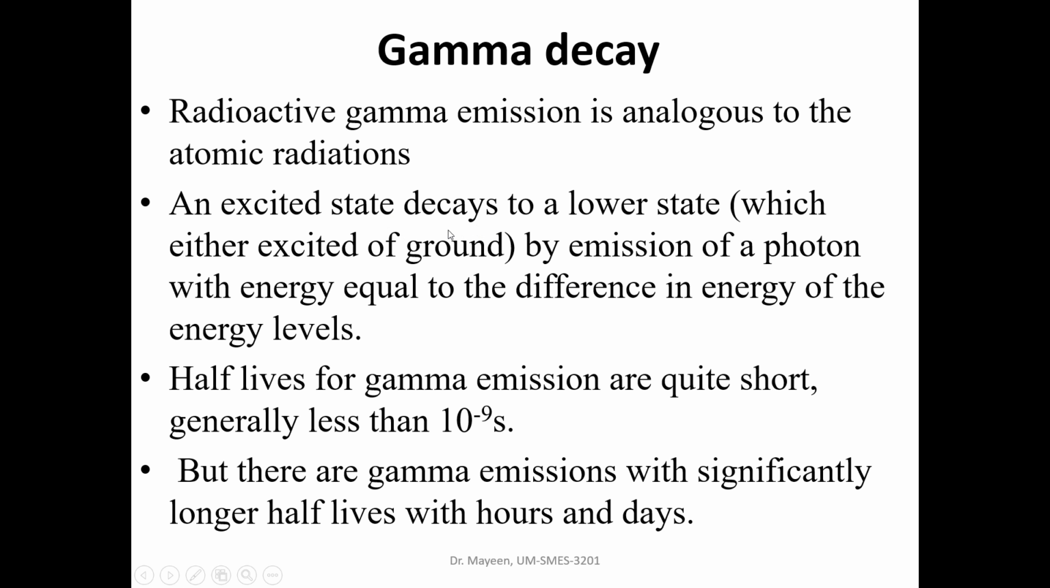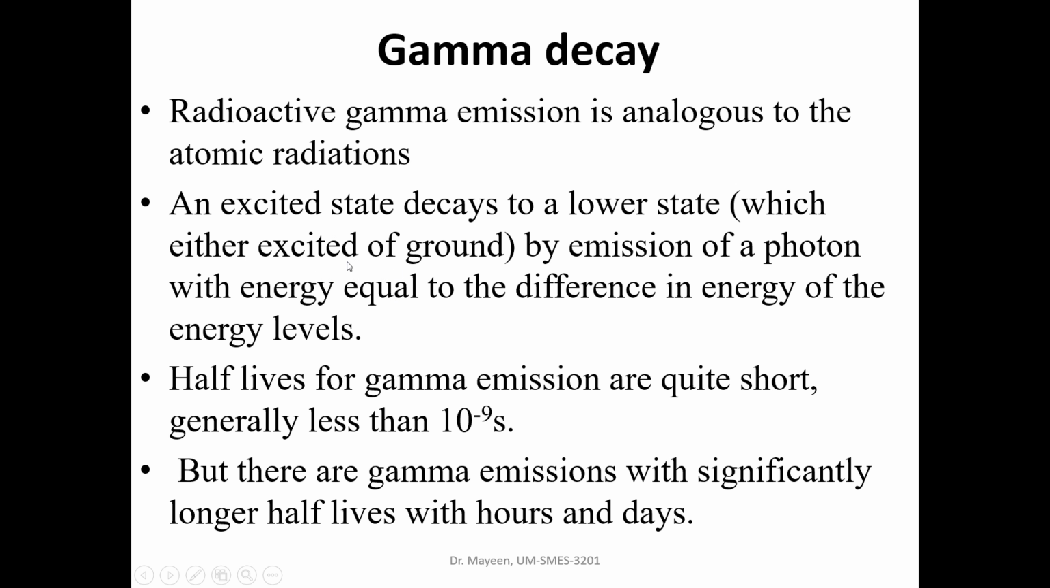When an atom gets energy, it goes to an excited state and remains in that excited state unless it emits that particular amount of energy which it has absorbed. So it emits the energy and comes back from the excited state. This is why we say that gamma decay is analogous to that situation.